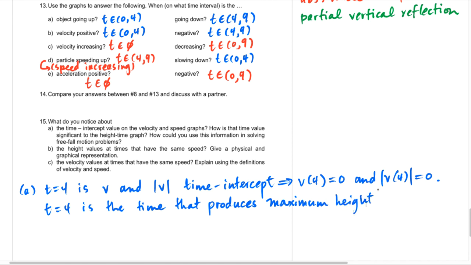And so there will be a lot of questions in physics, for example, asking about the maximum height, and one way to work that out would be to find a 0 of the velocity function.